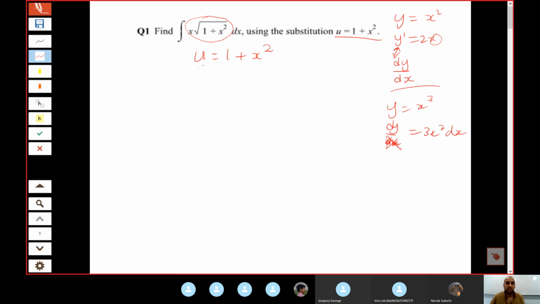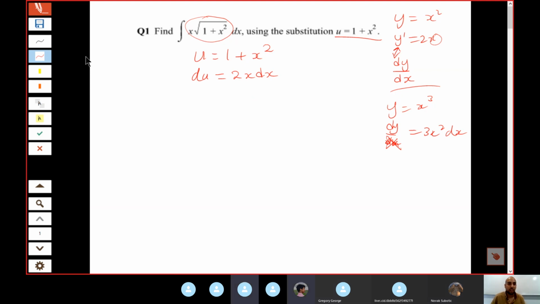So let's have a look at that. The derivative of u becomes du. The derivative of the right-hand side becomes 2x dx. Do we get that? Yeah. Everybody, if I don't hear anything, I'm assuming yes and I'll just continue, right? All right.